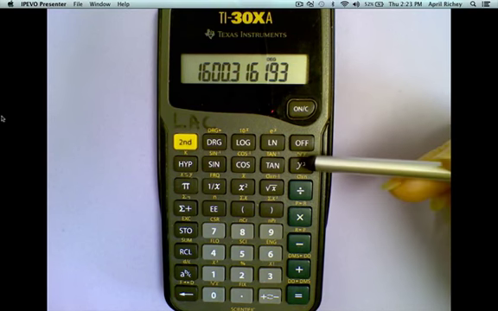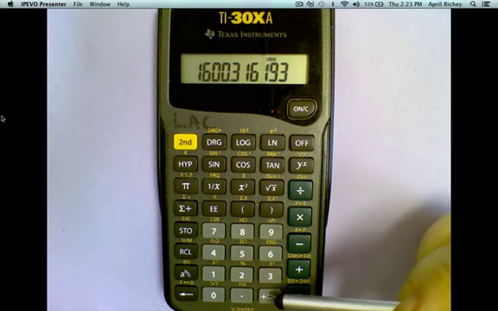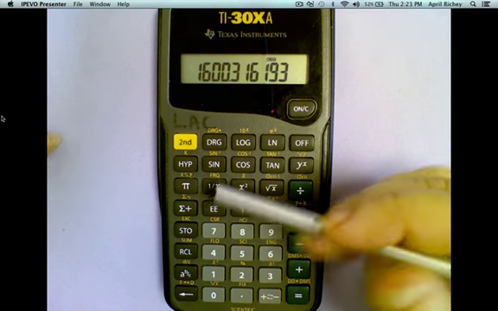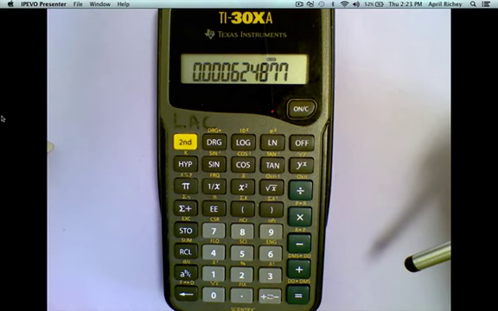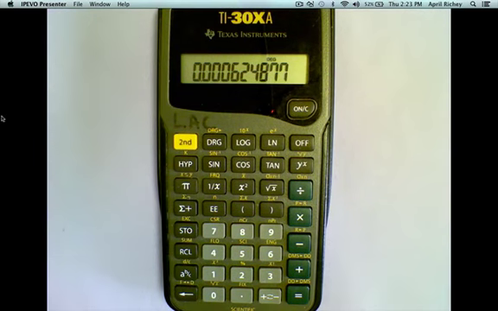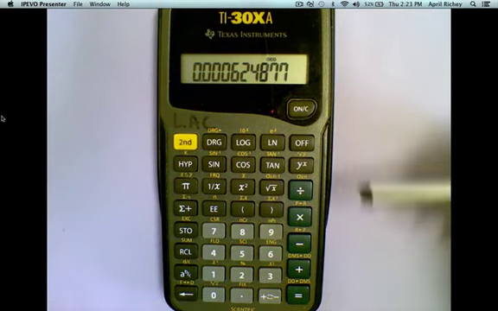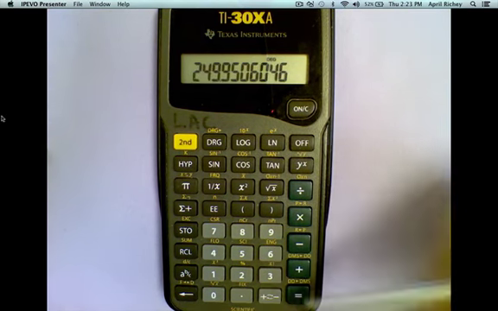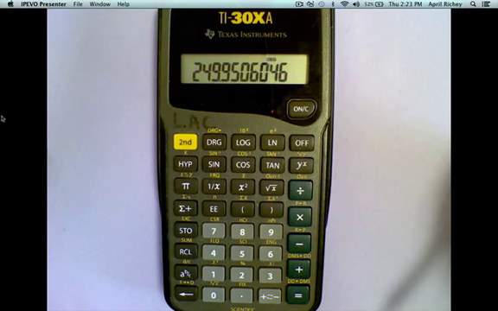So you can either do your exponent key and type in a 1 and then the plus or minus, or you can simply press the reciprocal button. If I press the reciprocal button, I get 0.0006, and that decimal continues on. Now I multiply this by 400,000. When I do this, I get 249.9506, and that decimal continues on.